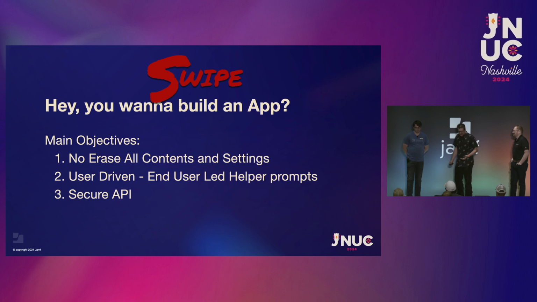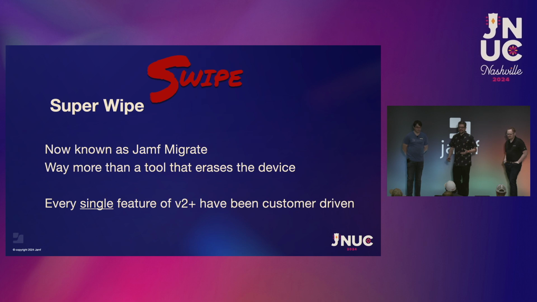They needed to do it when they were ready, before they were in the air on an airplane. And so the first version of Migrate was called Swipe, and it stood for Super Wipe because it did wiping, but it did a lot more. Some people accidentally called it S-Wipe, and that was weird. Letters and names are hard.